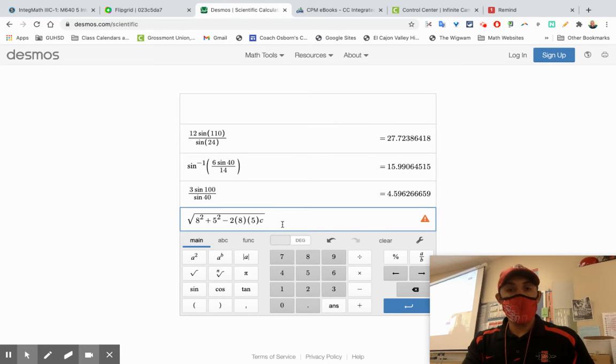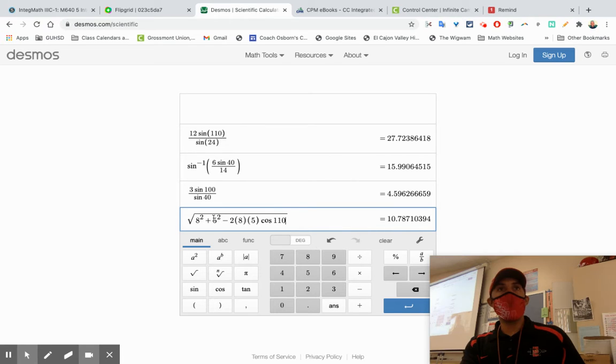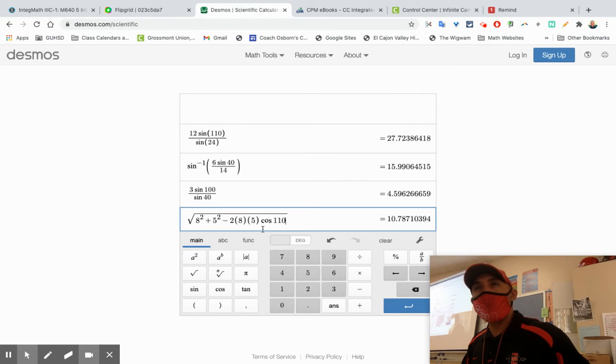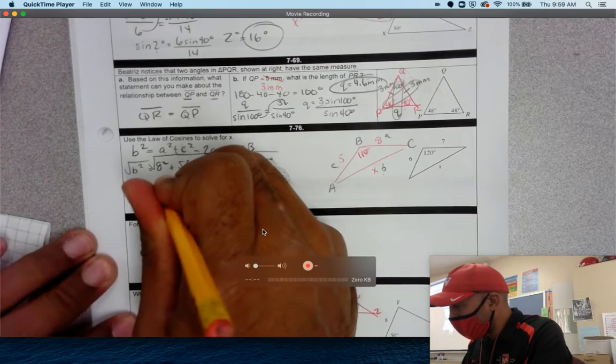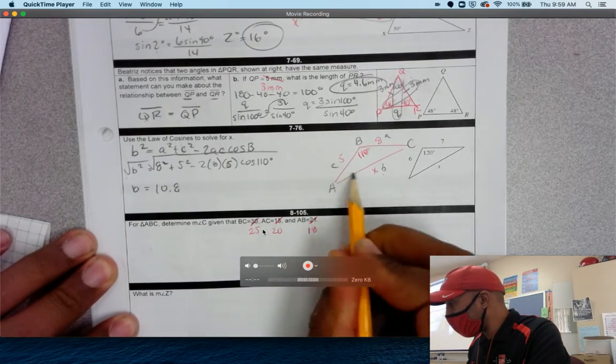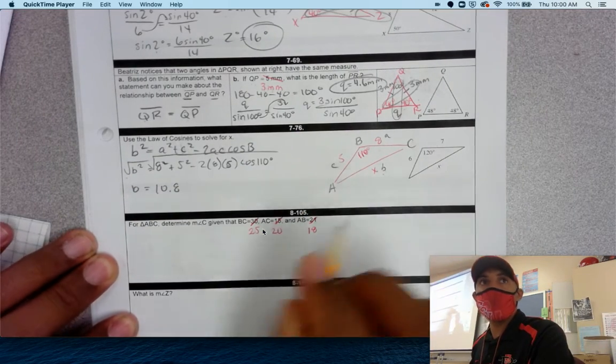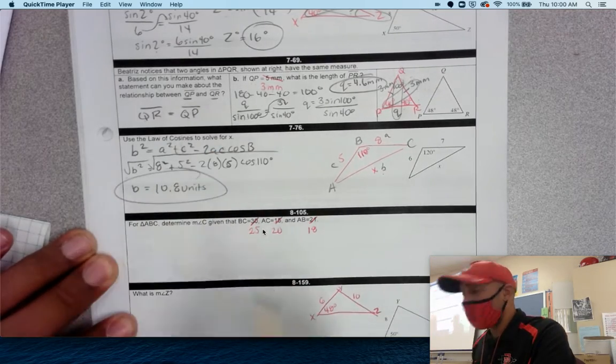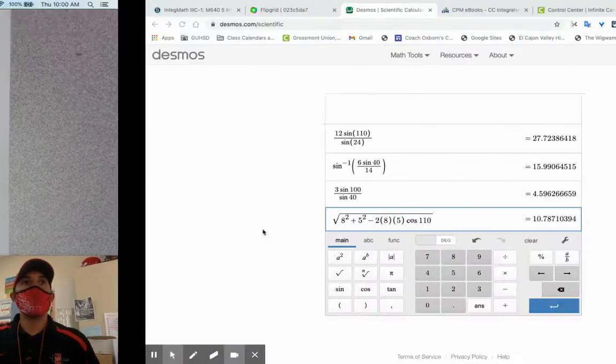Okay, oops, not CPS. All right, so now I got everything underneath. I'm taking the square root of all of that, add it up. Okay, so then that means my side is equal to, round that to 10.8. And it doesn't look like they're using any units, so we'll just put 10.8 units. And that's the side there, okay?